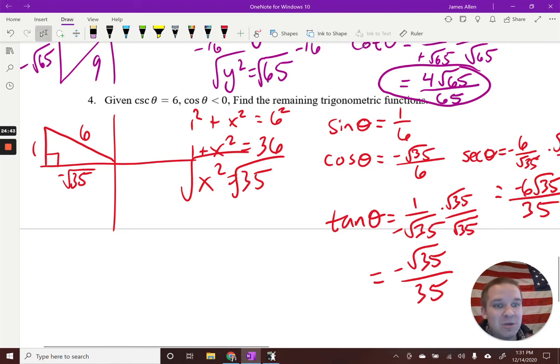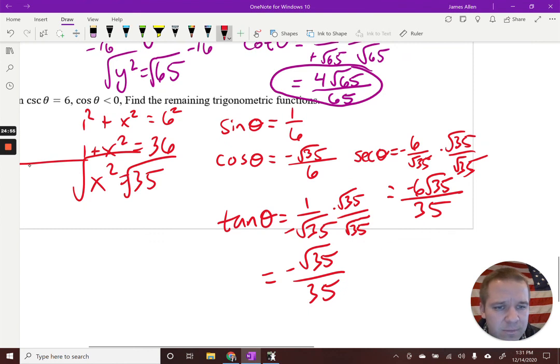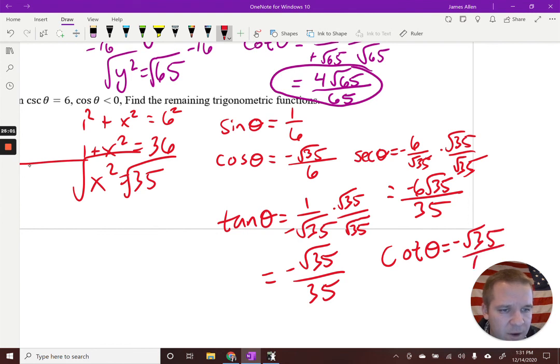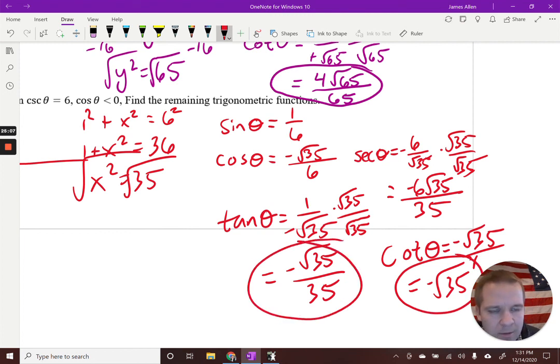And then the last one, I would rather not. Here's what I mean by, when you're using sometimes the unit circle, you have to rationalize and then simplify. If I just look at my triangle here, I know it's negative root 35 over 1. So cotangent is negative square root of 35 divided by 1, which is just negative square root of 35. So there they all are.